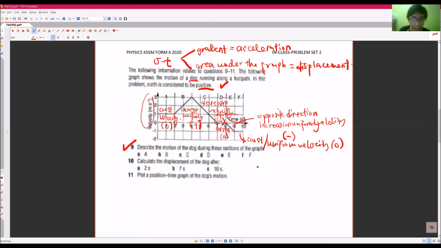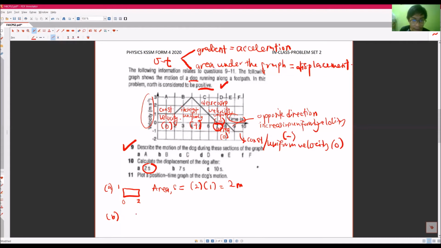Number 10. Calculate the displacement of the dog after 2 seconds. After 2 seconds, it's just the area under the graph. The area is a rectangle with height 1 and base 2, from 0 to 2. So S, the displacement, equals 2 times 1, 2 meters. So this is A.